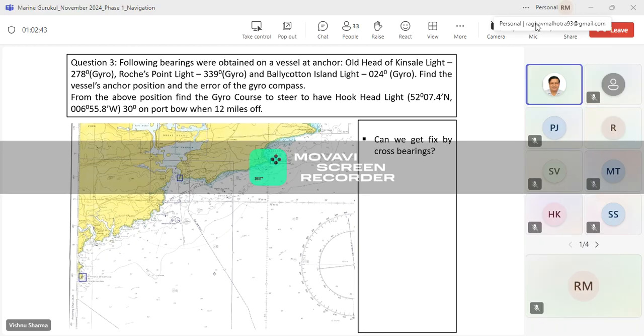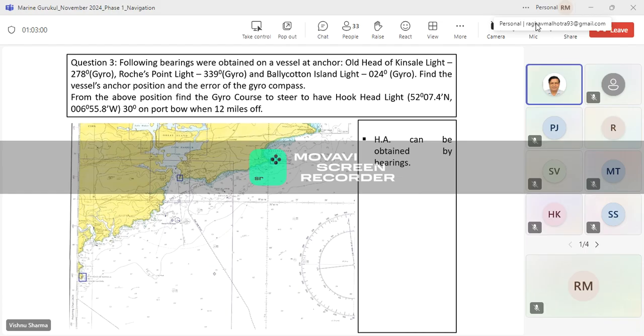Can we get a fix by cross bearings? Answer is no, because there is no gyro error. What can we do? We can use a position circle by horizontal angle. This is how you're thinking. It's not to be written. It's the thought process that goes on in your mind.